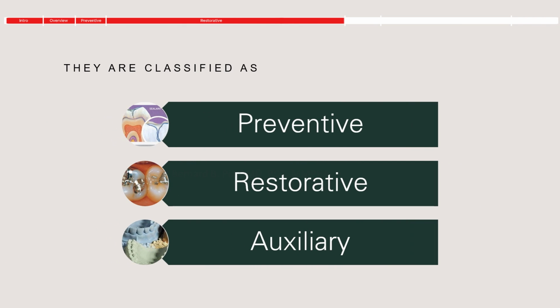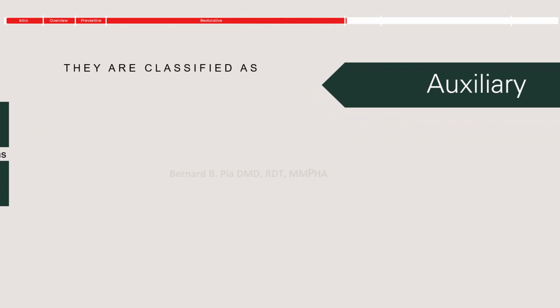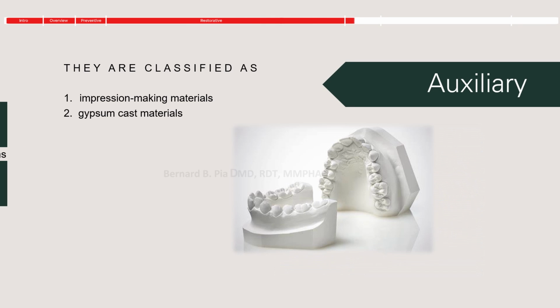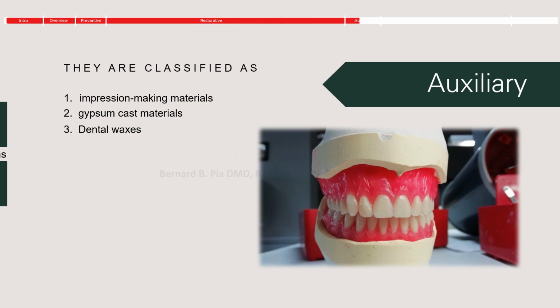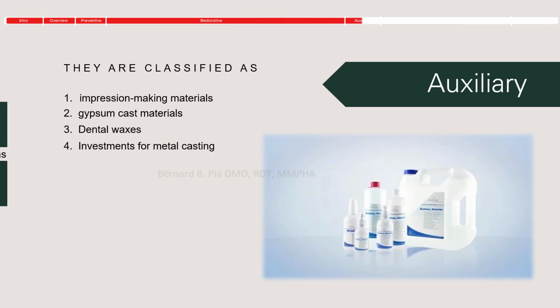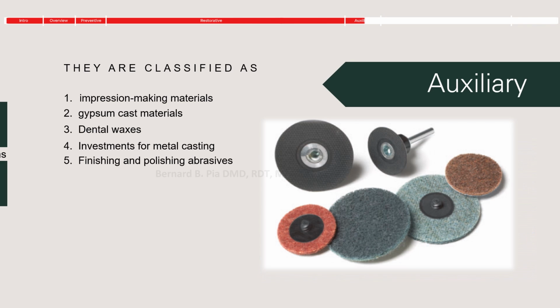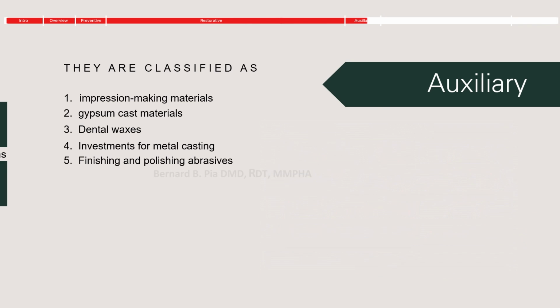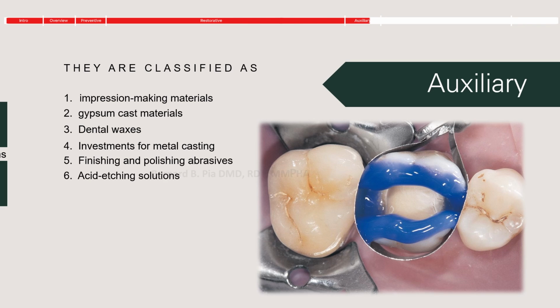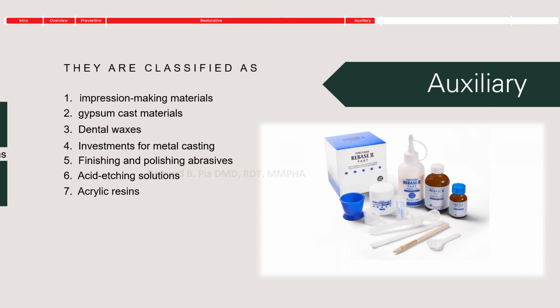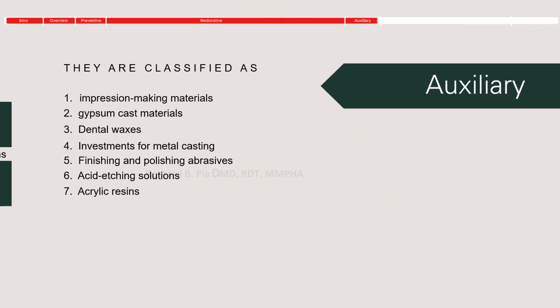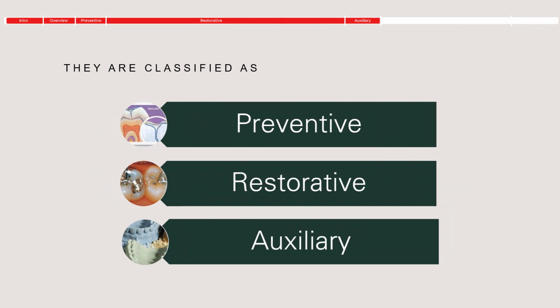Auxiliary: several different substances are needed to fabricate dental prostheses, appliances, and direct restorations. Among these are impression-making materials, gypsum cast materials to make dies, dental waxes to make wax patterns, investments for metal casting, finishing and polishing abrasives for shaping and aesthetics, acid etching solutions for enhancing bonding of direct restorations, acrylic resins used to make customized impressions and bleaching trays. That's the three classifications of dental materials.